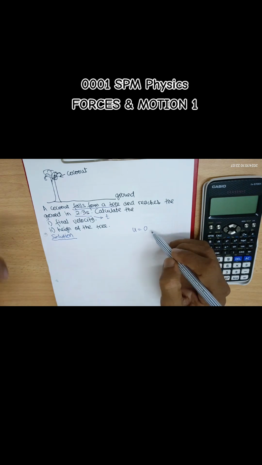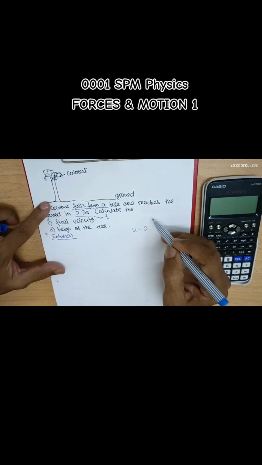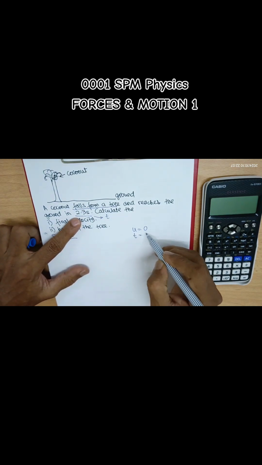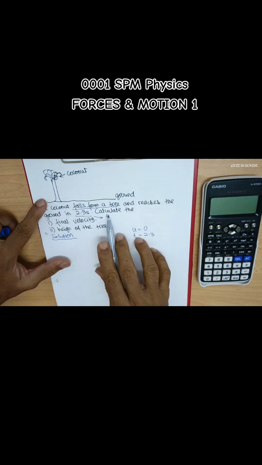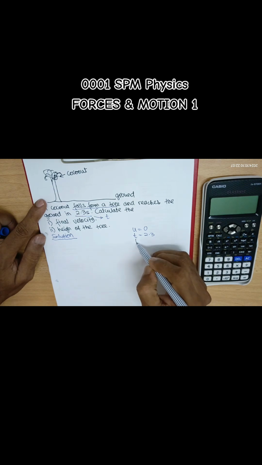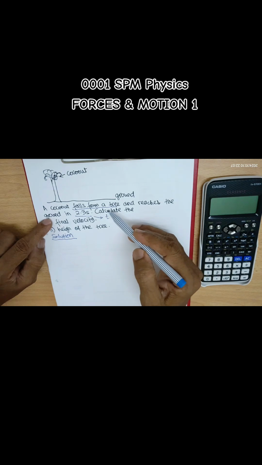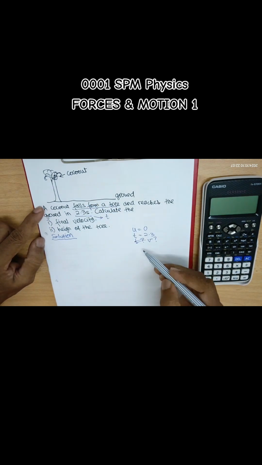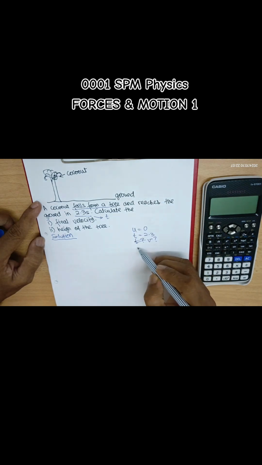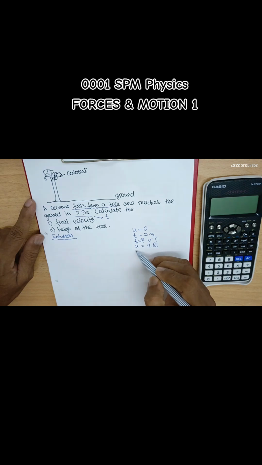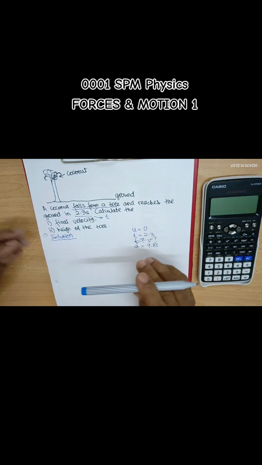Don't forget about the unit, but for now you can just write 0. And it reaches the ground in 2.3 seconds, so t is 2.3. Calculate the final velocity. Since the coconut is falling under gravity, your acceleration is 9.81 meters per second squared. You can use this as a g or you can use this as an a.